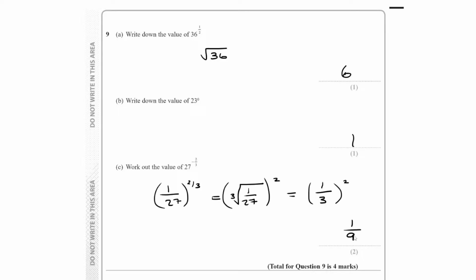This is a really nice question if you can just memorize what to do. And if you can write a decent straight line, that'd be great. There we go, 1 over 9.